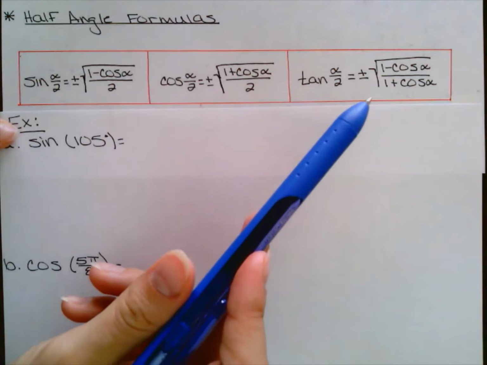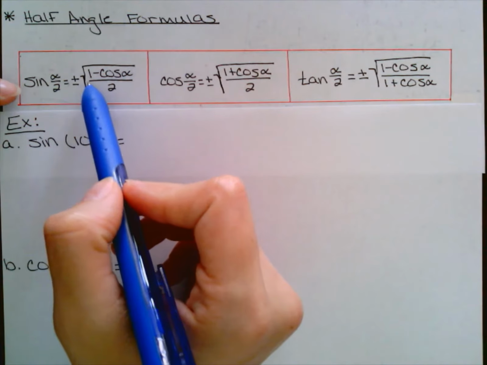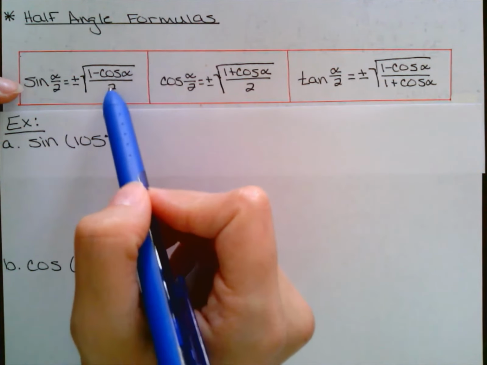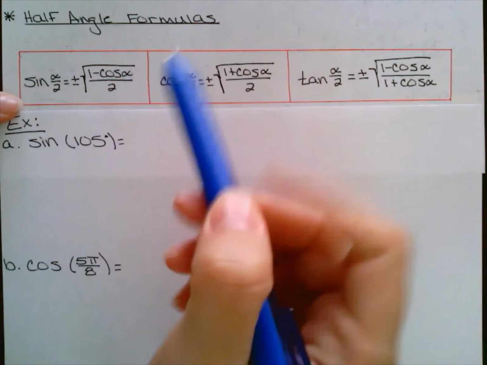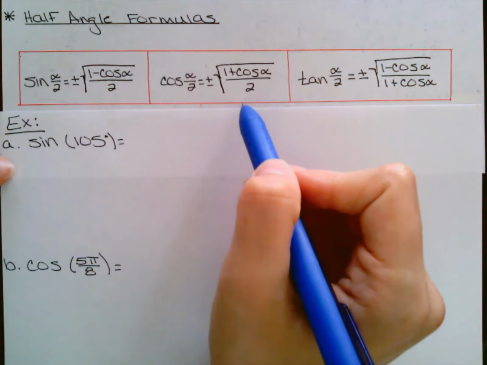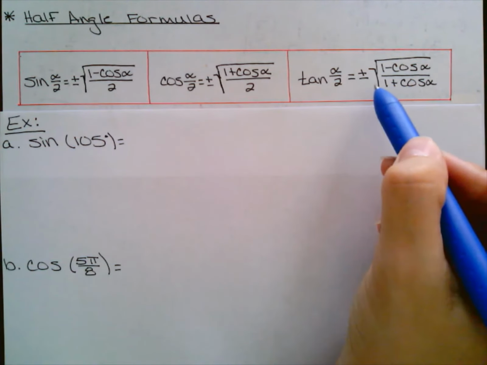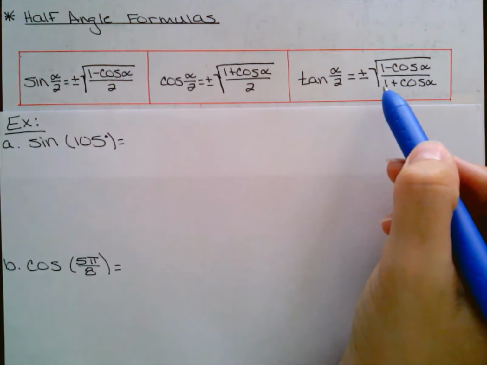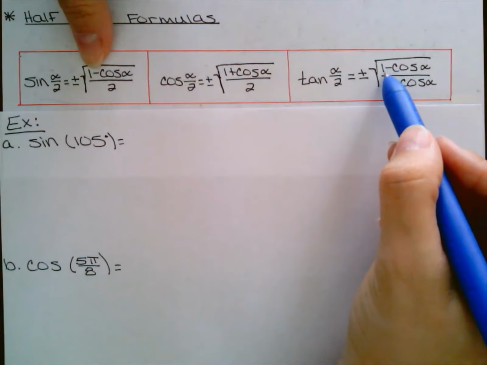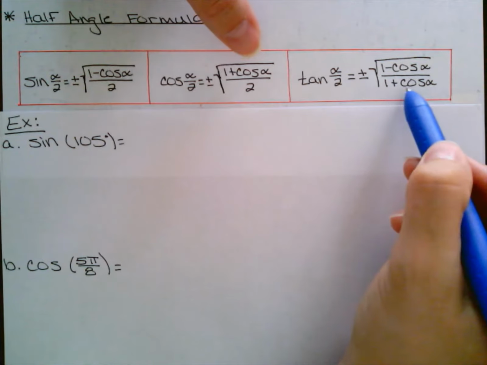All three have a square root, okay? And then the numerator for sine is 1 minus cosine theta and then over 2, okay? For cosine, it's the same exact thing, but a plus, 1 plus cosine over 2. And then tangent, remember that back from chapter 4, tangent is sine divided by cosine. So we have the sine numerator, which is 1 minus cosine, over the cosine numerator, which is 1 plus cosine, okay?